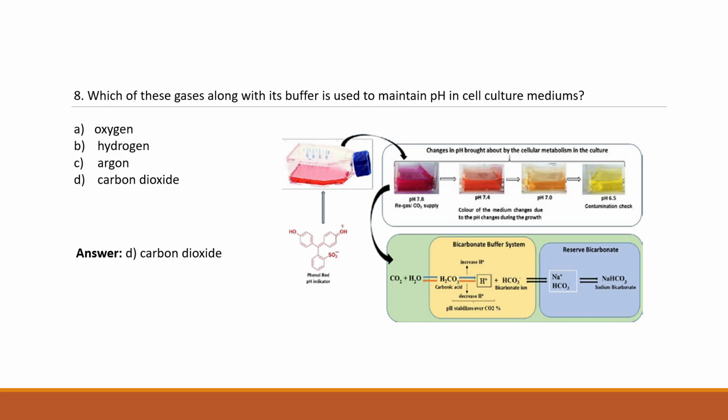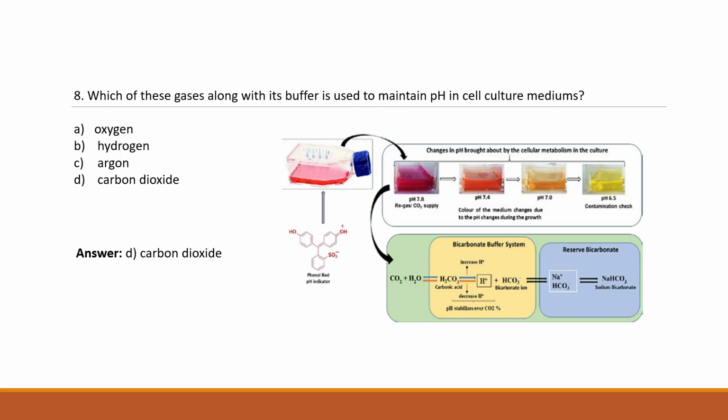But what if the sensor is not working? So how will you know whether the buffering is happening or not? For that, they also supply the media with this phenol red, which is a pH indicator. So when the carbon dioxide levels are down, and then the acidity of the media increases or the alkalinity of the media increases, either way, the color will change.